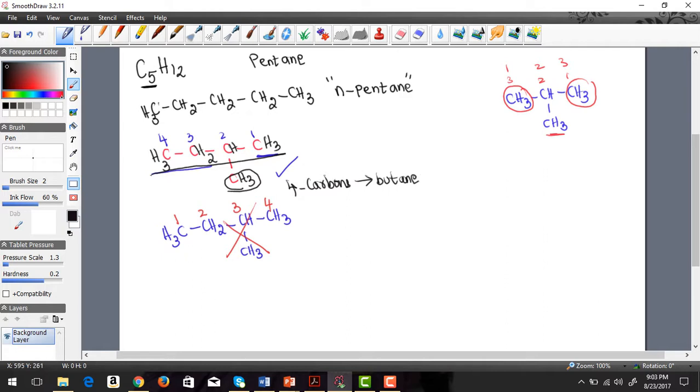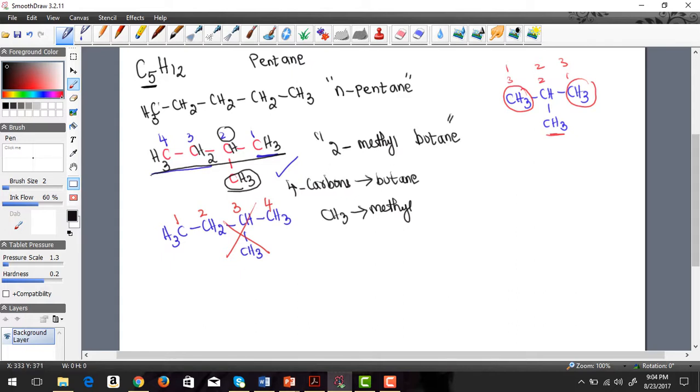So you come back and write butane, and the CH3, as I said earlier in my long list, is methyl. So that's methyl. Where is the methyl hanging from? It's hanging from the second spot right here. So it will be 2-methylbutane. That's the name of this.